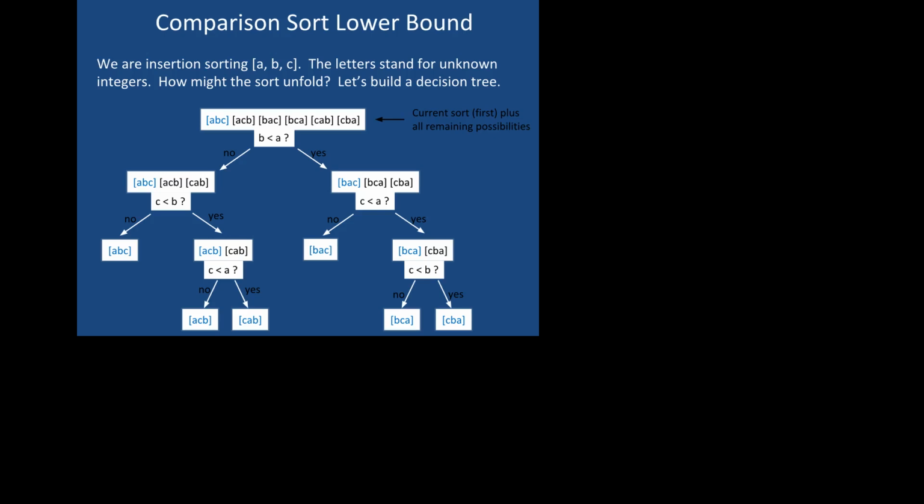Now, what does this decision tree tell us? What can you read off from it about insertion sort? Well, let's see what it's not. This is not a recursion tree, right? First of all, insertion sort isn't recursive. So it's not like insertion sort searches this tree. What does this tell us? Yeah.